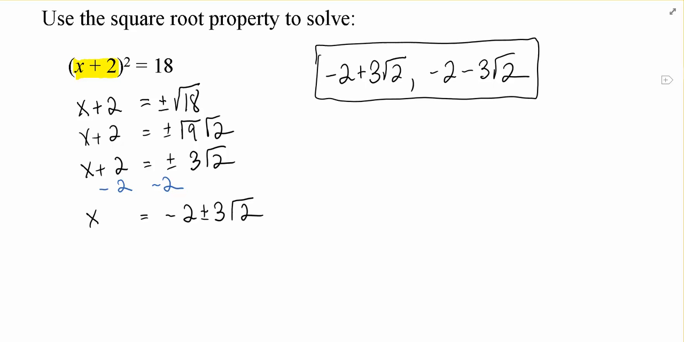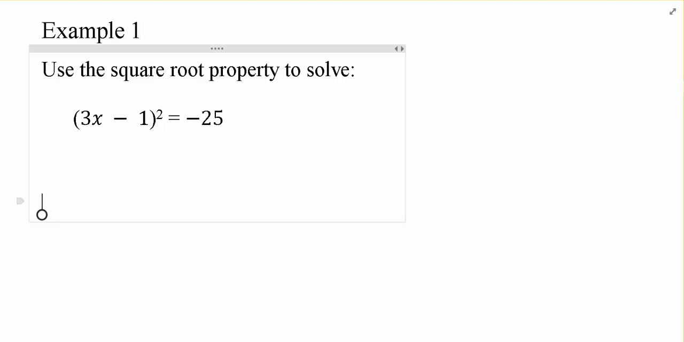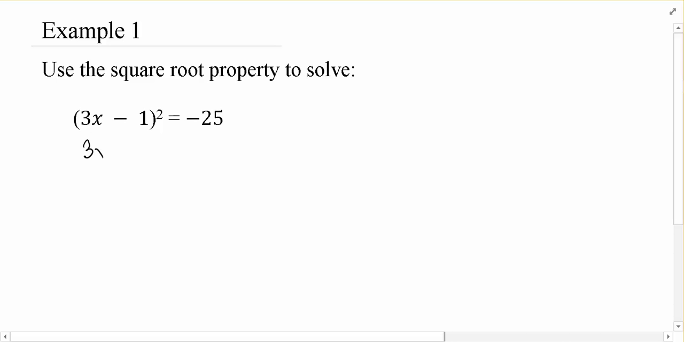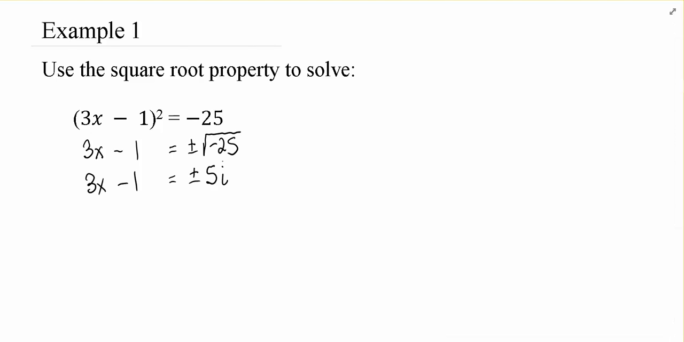Let's look at one more example. For this one, we're going to use the square root property. It applies again because we have a perfect square on one side and a real number on the other. So we can take the stuff that I'm squaring and set that equal to the positive or negative square root of what's on the right side. If you remember, we know how to take the square roots of negative numbers now. The plus minus stays, but the square root of negative 25 is 5i. We definitely will end up with i-type answers here.